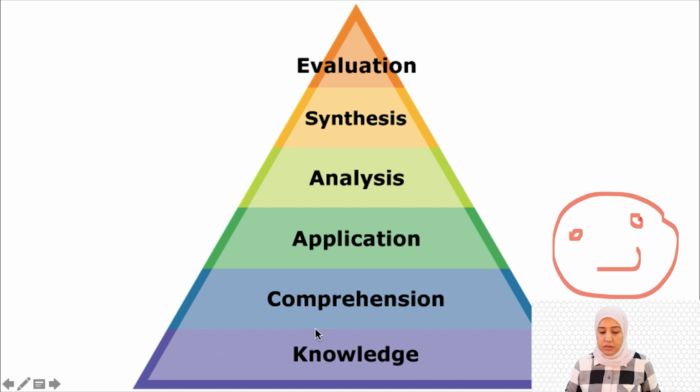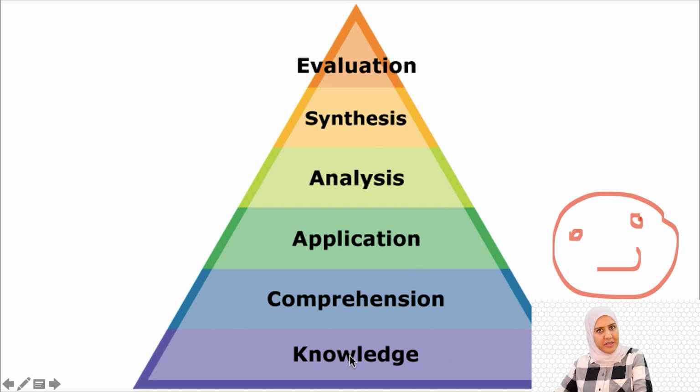It's 6 levels in a triangle shape. The base is knowledge. Okay, knowledge, comprehension, application, analysis, synthesis, and evaluation. Look, we said that it's a classification system to categorize objectives and questions. I'm talking about questions today according to the thinking skills. These are the 6 levels of thinking skills.